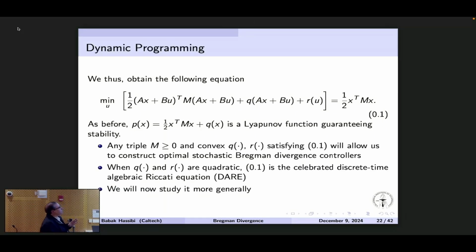Okay, so I will say any triple, so any m that's PSD, in fact, I'll make it positive definite in a moment, and any convex q and r that satisfy this equation, if I can find a triple m, q, r that satisfy this equation, I can construct an optimal stochastic Bregman divergence control. Just to clarify, so you say the equation 0.1 is a constraint on Q, R, and m? Yes. So as you will see, I will not be able to willy-nilly choose q and r, of course.